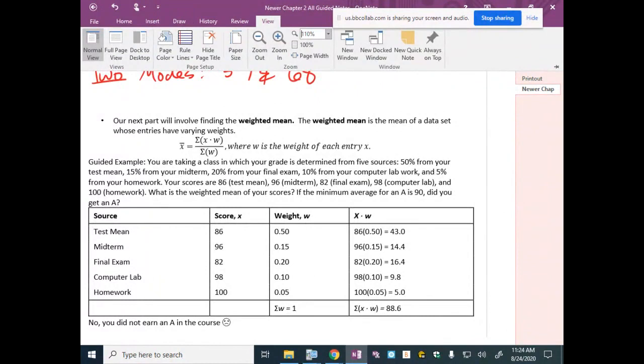So your grade is determined from 5 sources: 50% from your test mean, sounds familiar, 15% from your midterm, 20% for your final, 10% for computer lab work, and 5% from your homework. These are the grades respectively. So what happens is you multiply each score by the corresponding weight. Now, let me give you a little hint.